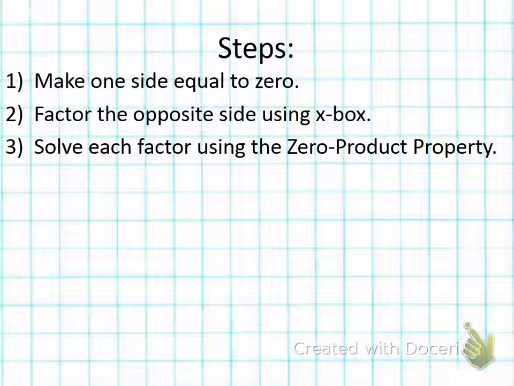We're going to make one side equal to 0, factor the opposite side using Xbox, and solve each factor using the zero product property. Okay? So if you're on the video, pause it, write this down. I'm going to move on right now. And we're going to also focus on this term called the zero product property. Raise your hand if you've heard of this before from a previous class. If you haven't, this is a shortcut we're going to use, and I'll show you on number 1. Number 1 will look very complicated, and then we're going to simplify it by using this property here.